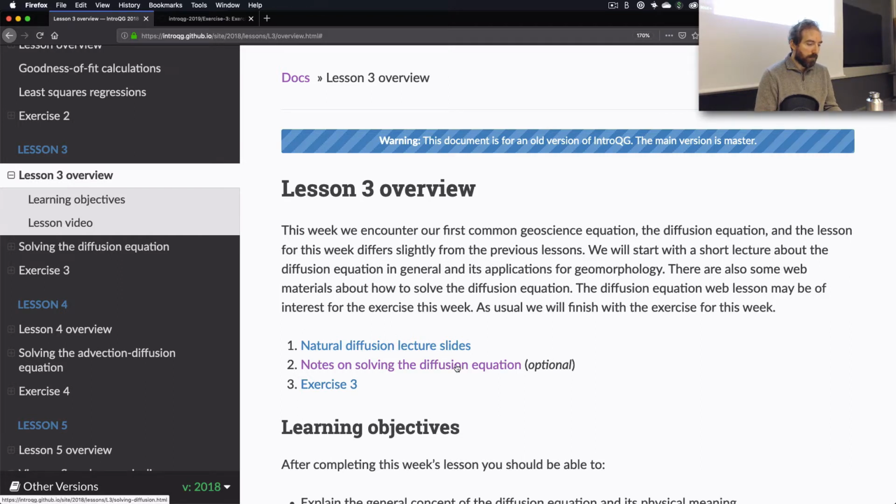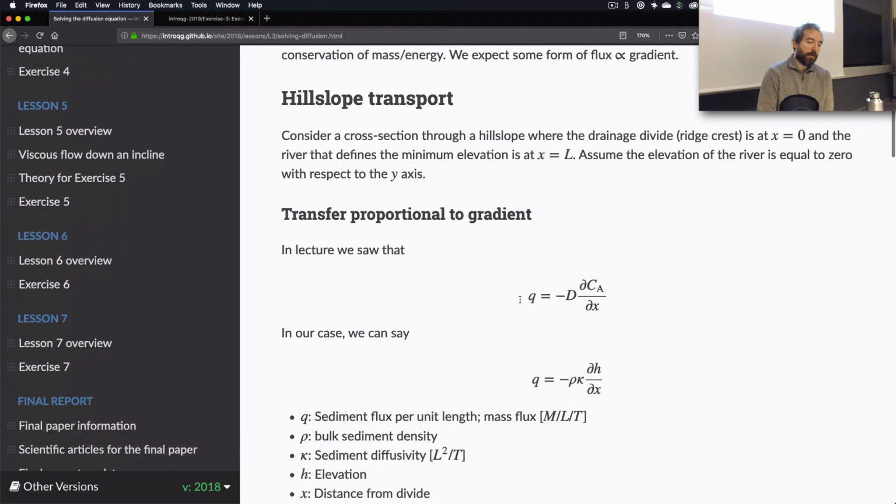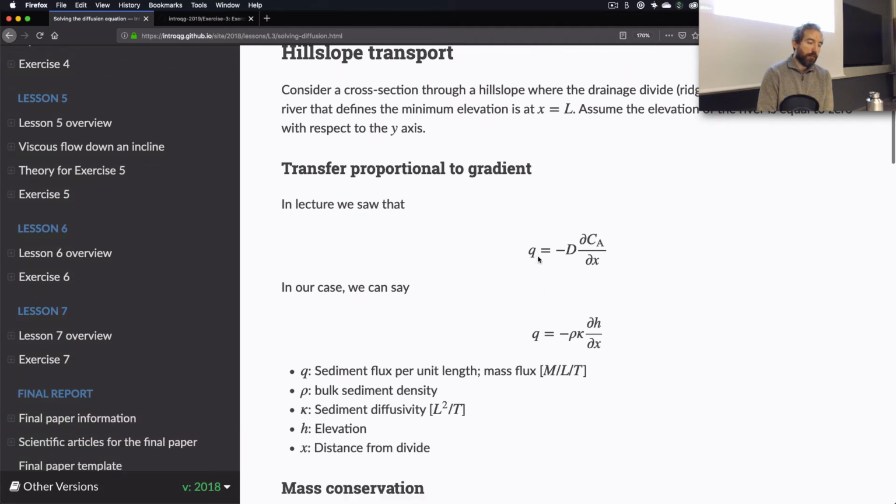One is that if you are interested, when I put the new lecture slides up and make lesson 3 visible on the course page, you can find this example of solving the diffusion equation. So you can see our familiar pieces here, like our flux being proportional to a concentration gradient. That's converted to an equivalent thing for a natural landscape. So this is an example of diffusion on a hillslope. Things are just converted a little bit to geological terms.